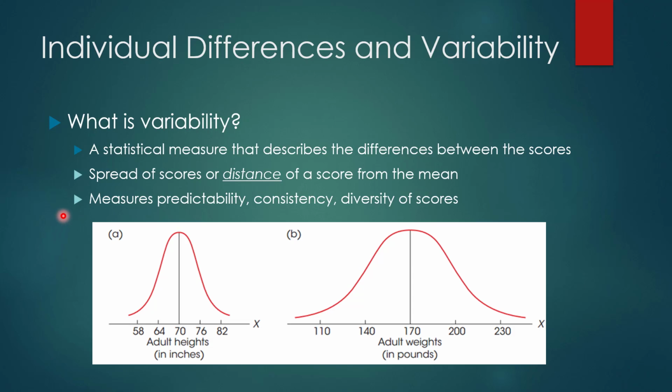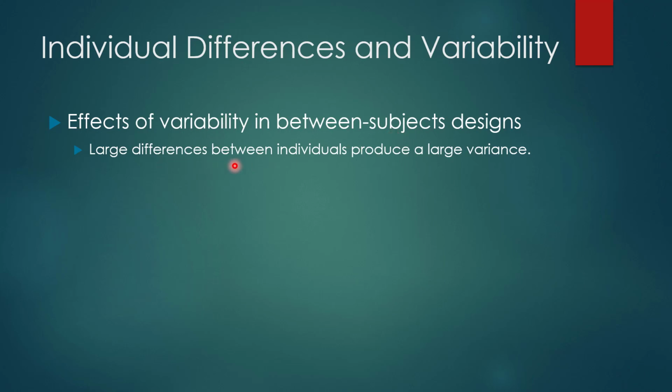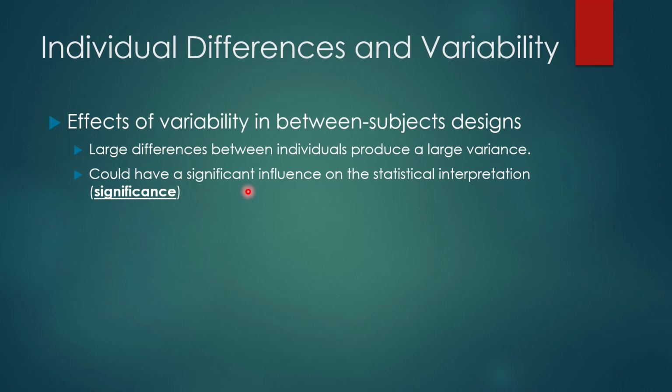Another thing that variability does is measure the predictability, the consistency, and the diversity of scores. So when you have smaller variance, you're going to have more consistency, more predictability. If you have larger variance, you're going to have a bigger diversity. Now, when we're talking about a between subjects design, large differences between individuals could produce a large variance. So that's why we control for those variables. That's why we want our groups to be very similar to the sample and similar to each other. And we don't want to have large differences in individuals when we're measuring that dependent variable. So this could have a significant influence on the statistical interpretation or your significance.